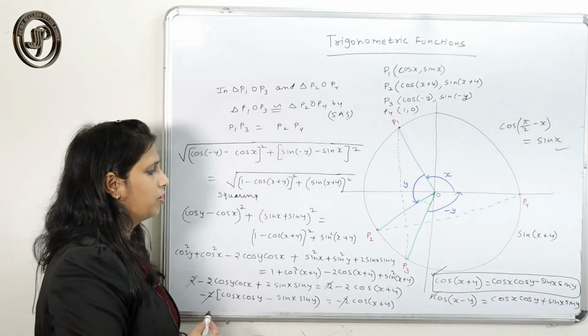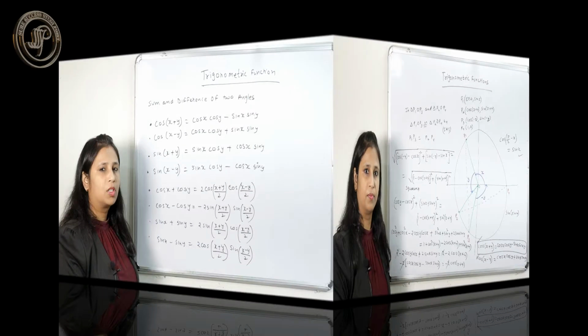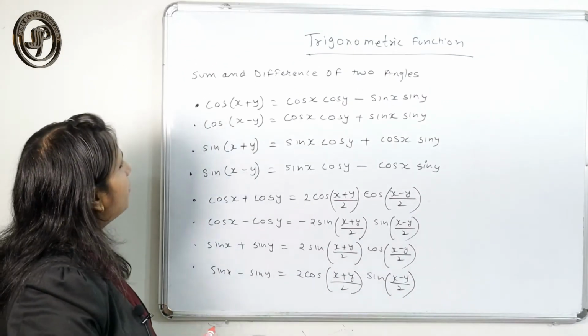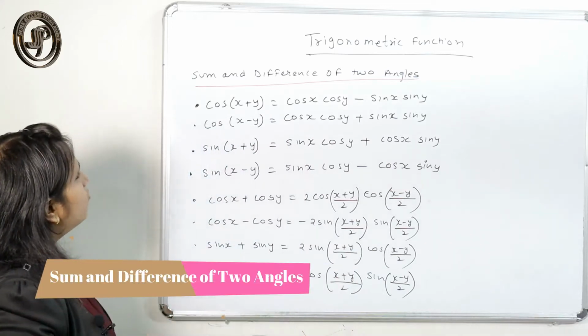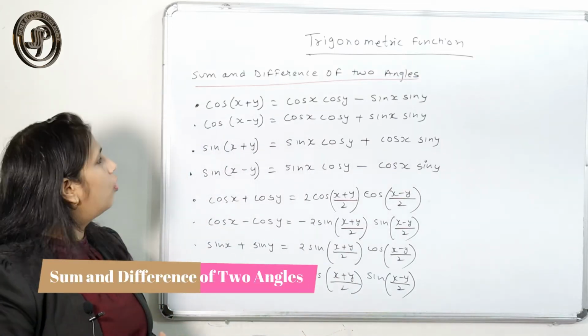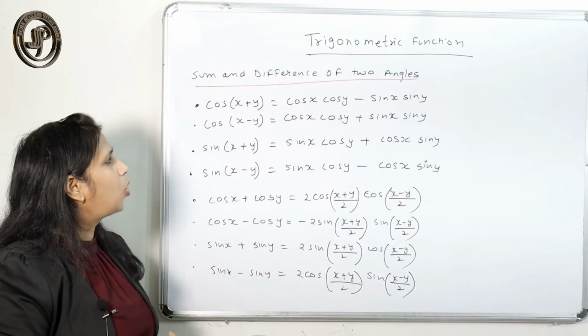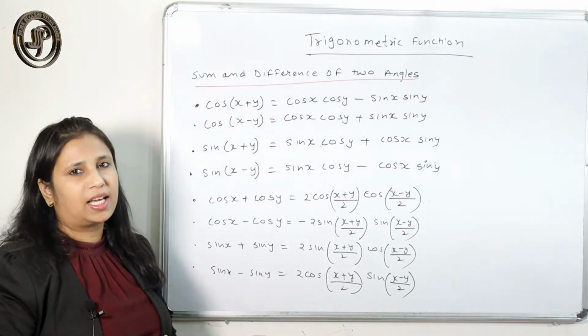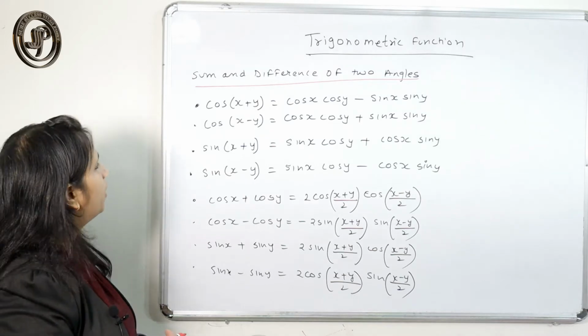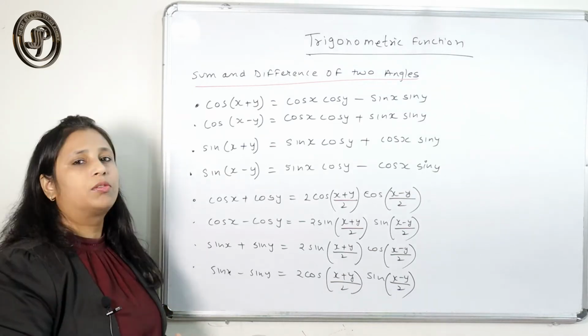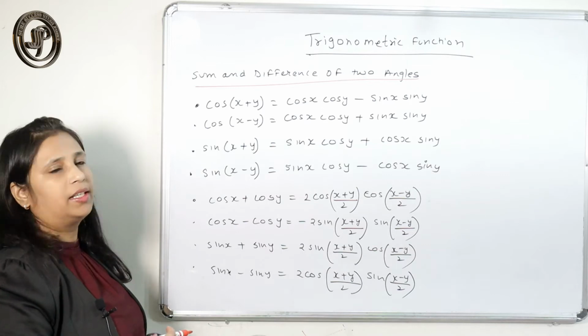Now let's have a list of the formulas. Let's start with the sum and difference of two angle formulas. So we have cos x plus y. The formula for cos x plus y is cos x cos y minus sin x sin y. This is the formula for cos x plus y. Similarly, cos x minus y is cos x cos y plus sin x sin y.